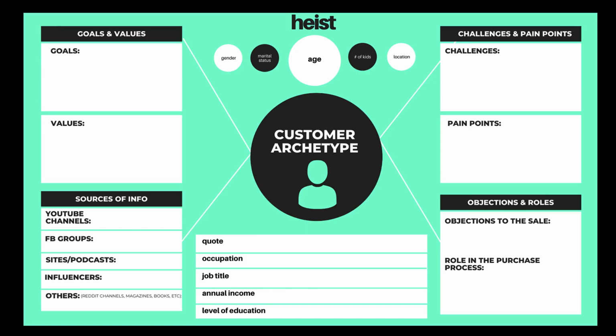So if you missed at the end of the last presentation, this is the customer archetype template. It's made up on the top left of the goals and values of the customer archetype, where they get sources of information on the bottom left. Top right are their challenges and pain points. Bottom right are their objections to the sale and what their role is on the purchase. And then that middle section is really just a summary description of who this person is. And we actually get down to the detail of actually naming and visualizing who the customer archetype is.